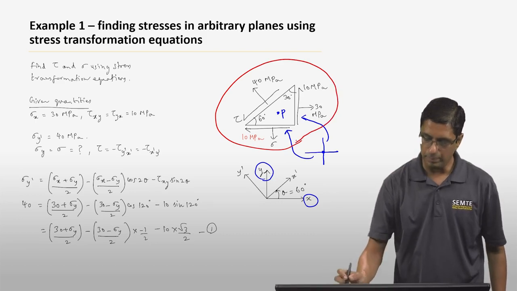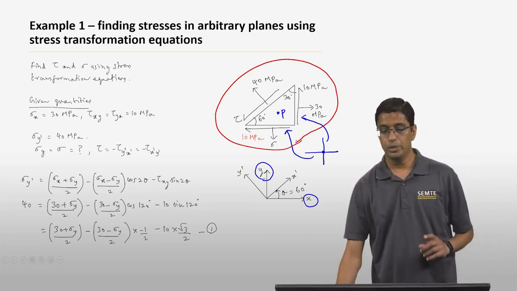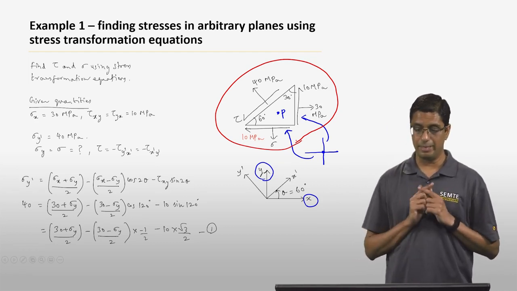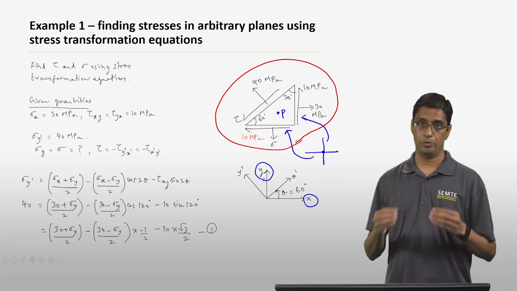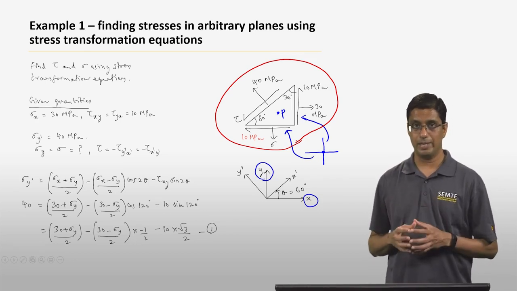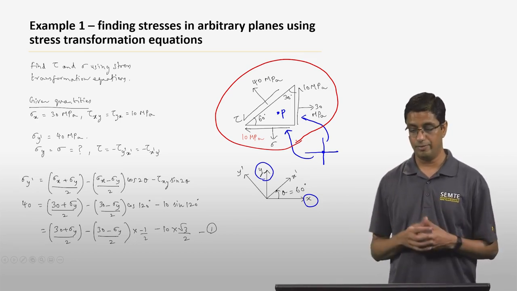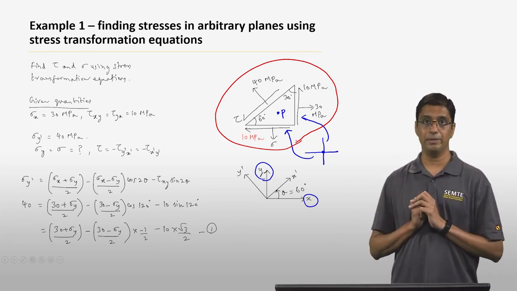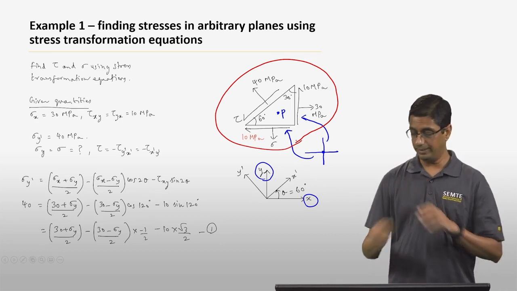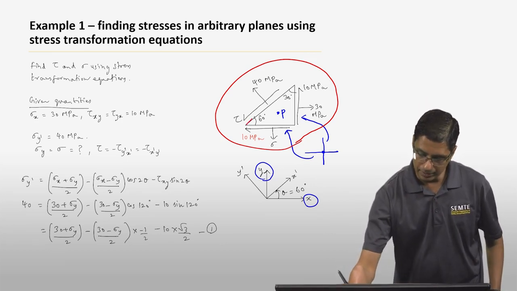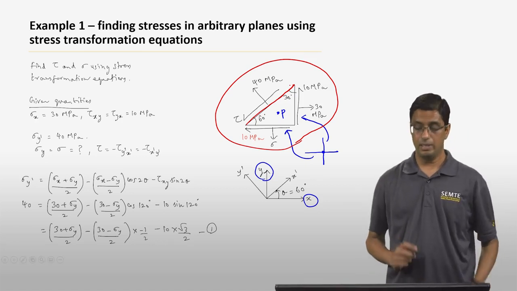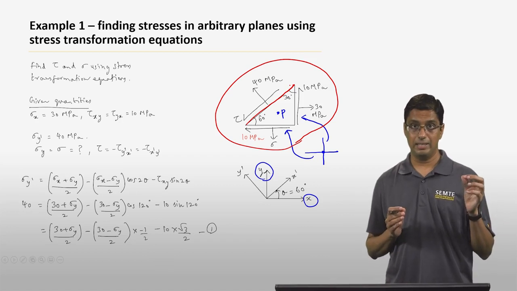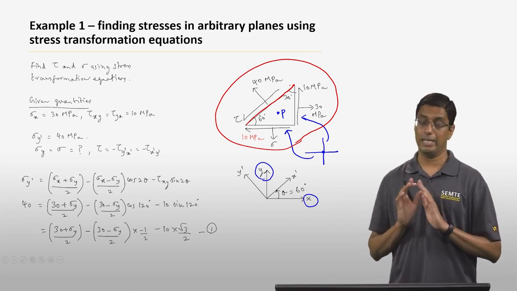On the plane whose normal is the x-axis, you have a normal stress of 30 MPa and a shear stress of 10 MPa. On the plane whose normal is the minus y-axis, you have a stress of sigma and 10 MPa. Sigma is unknown. That is something that we are going to find out. And on another inclined plane here that passes through the same point, we have the normal stress to be 40 MPa and the shear stress to be tau. That is something that we have to find.